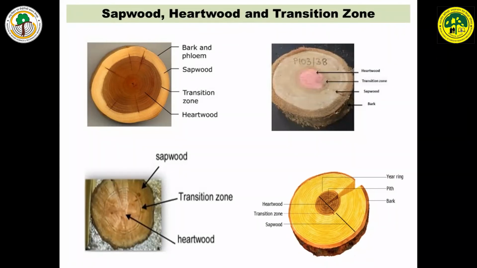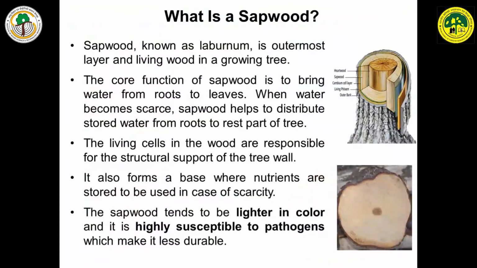There is a small zone of few growth rings that is called the transition zone, and then it is the lighter colored sapwood, and we have the bark and phloem on the outermost part. So what is the sapwood? Let us try to understand what the sapwood is. Sapwood, also known as alburnum, is the outermost layer and living wood in a growing tree.